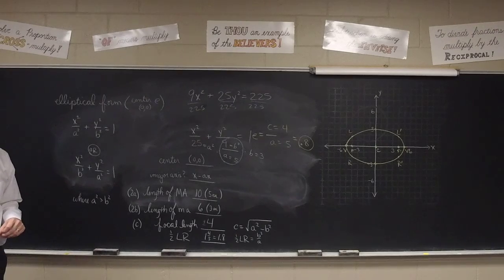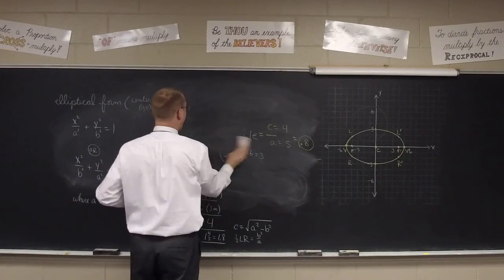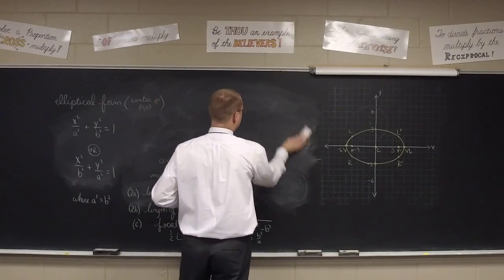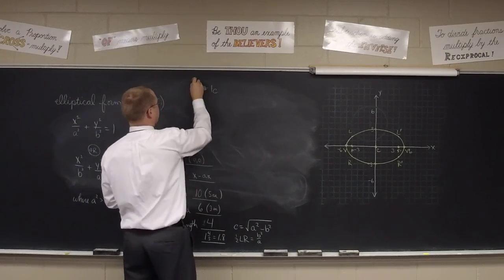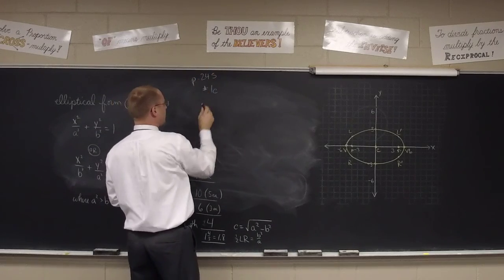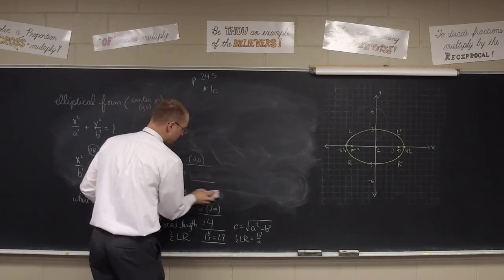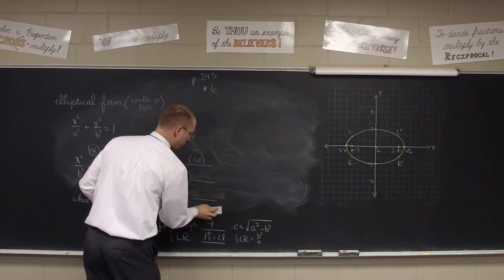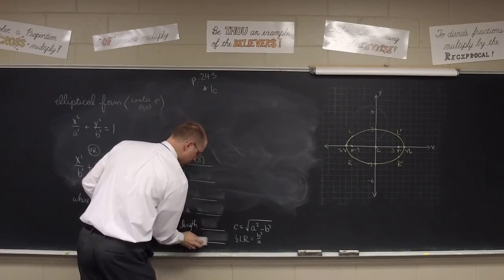Any questions? All right, turn your textbooks, if you would, to page 245. Let's take a look at number 1, letter C. Read the equation, if you would, please, Quentin. X squared plus 4y squared equals 4. All right.